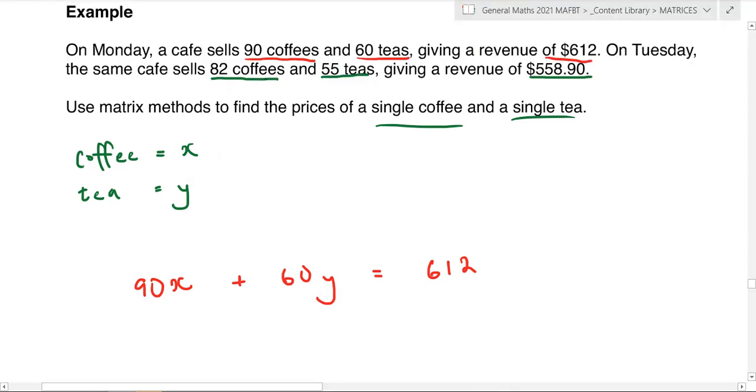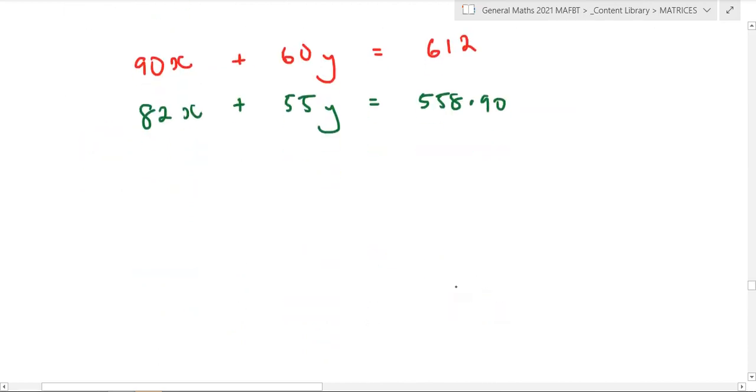Second equation, I've highlighted in green. On the second day, Tuesday, I've got 82 coffees, plus 55 teas, so 55y, and that equals 558.9. You can see already, I presume most of you will now know what you need to do.